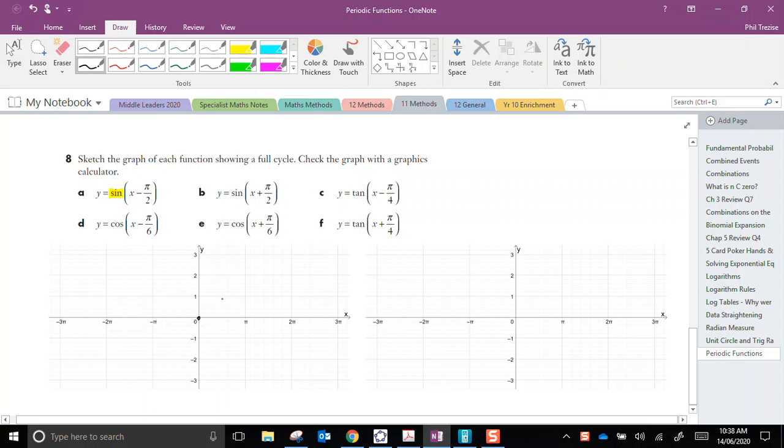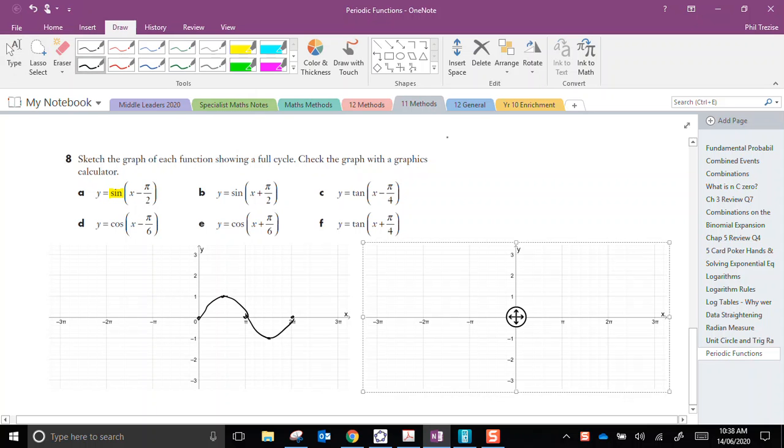So sine of x, that would be pi over 2. There's pi, negative 3 pi over 2, 2 pi. There's my base function for y equals the sine of x. Now what have I got here? I've got subtract pi over 2. So this represents a horizontal shift.